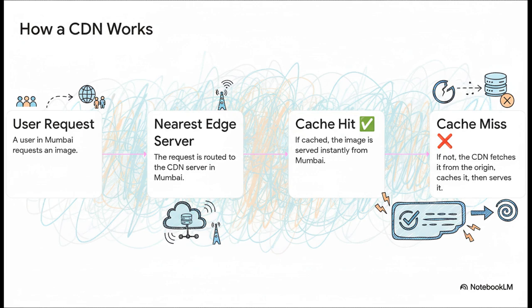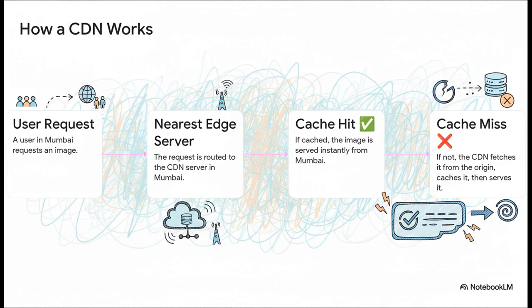It's pretty cool. A user in, say, Mumbai requests a profile picture. Instead of that request having to travel all the way across the world to your main server in Virginia, it gets intercepted by the CDN server right there in Mumbai. If the image is already there, a cache hit, bam, it's delivered instantly.